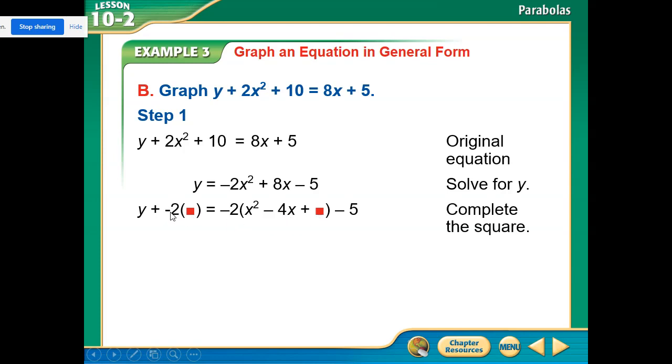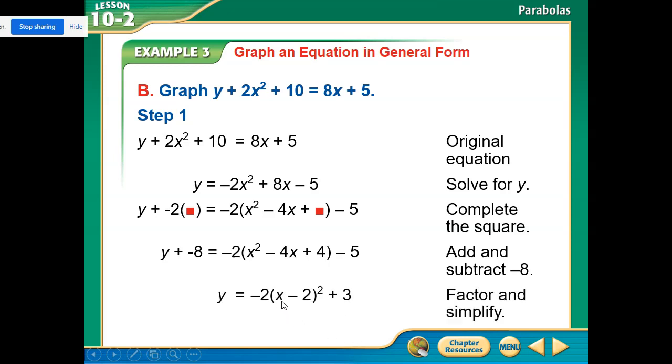Still have that blank. Make sure we have the -2 in front of there. -5 is just hanging out on the back. Divided, squared is 4. So that makes this -8 here. So we're going to have to move that 8 over and simplify this. That's x minus 2 squared. When I add the 8 over, that becomes +3. So this is 2, 3 for my point.